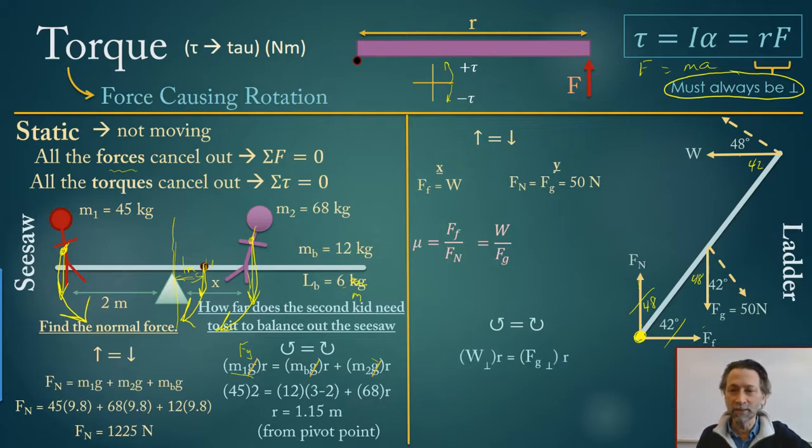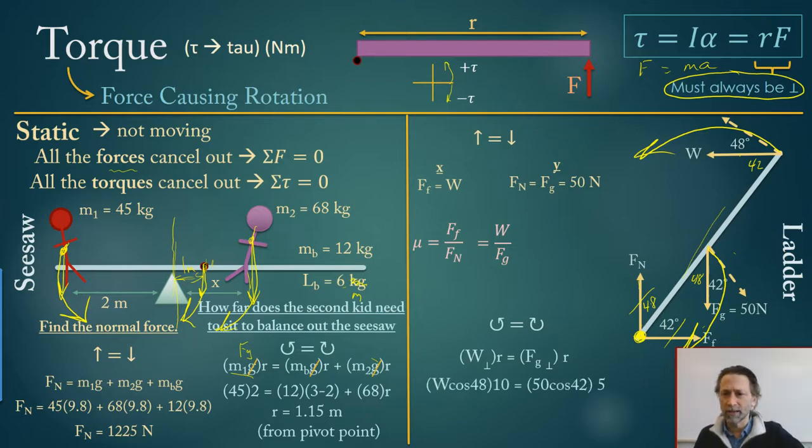So the next thing I can do then is say that that wall perpendicular value times the length of the ladder has to be equal to the force of gravity perpendicular, that perpendicular one, times the length of that one, because this force is going to cause the ladder to want to rotate that way. This force is going to cause the ladder to want to rotate that way, in opposite directions, right?